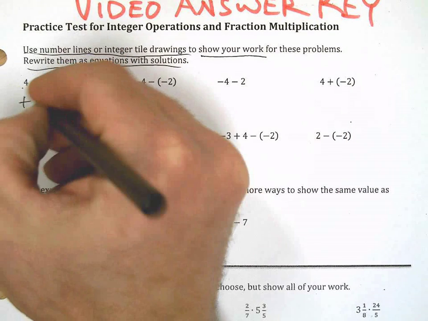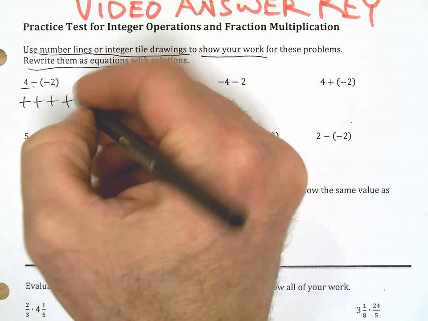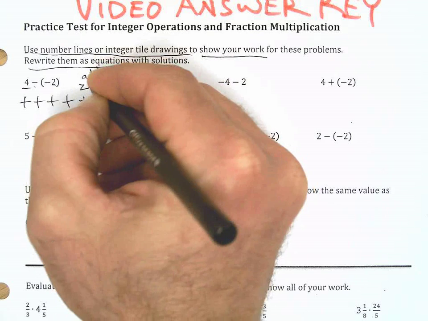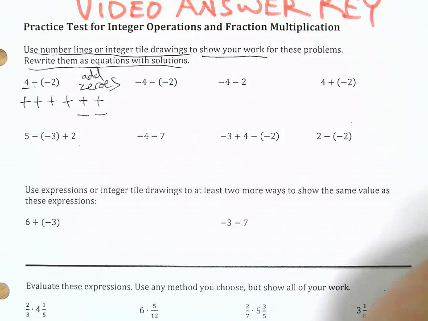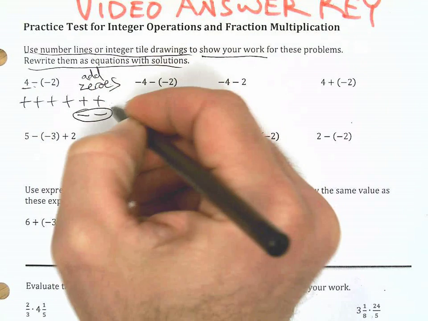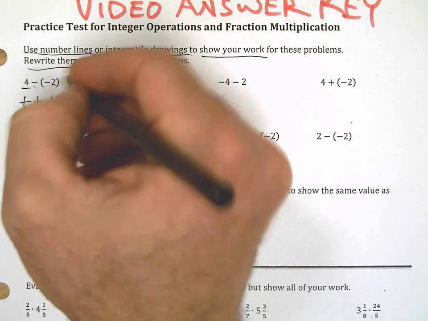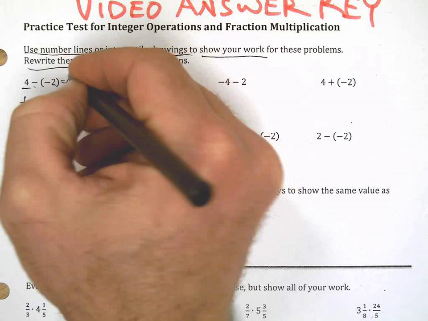But anyway, step one. There's 4 positives. I need to take away -2, which means I add zeros. I will not write this every time. I just want to remind you of that strategy. Add zeros so that I can take away -2. And then to change it to an equation, I do that.